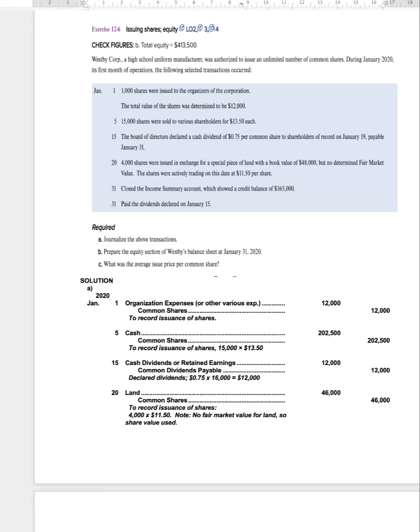We need to make journal entries for all of those things, do the equity section of the balance sheet, calculate the average issue price per common share, and then I'll add a Part D here, which will show you how to prepare the statement of changes in equity.